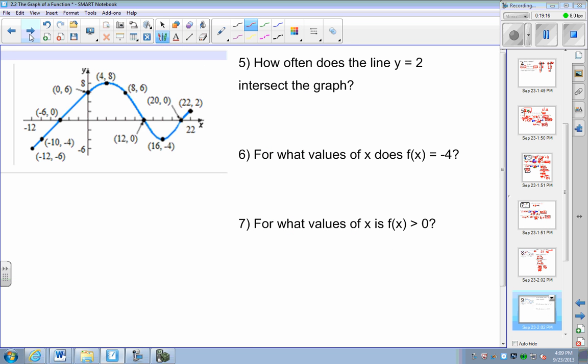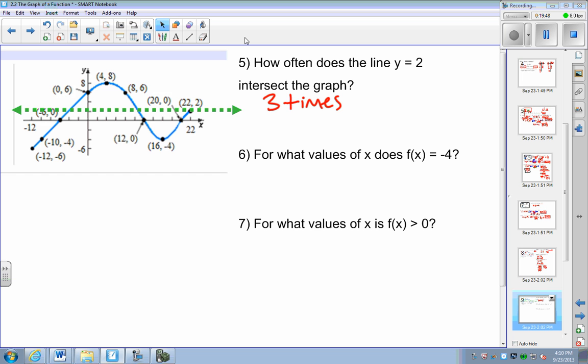Same picture, some more questions. Again, I would pause it and get those copied down. How often does the line y equals 2 intersect this graph? Think about what that is. The line y equals 2 is a horizontal line going right through 2. It doesn't say where, it just says how often. Three times.